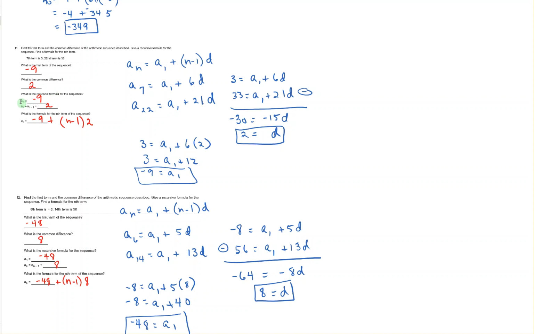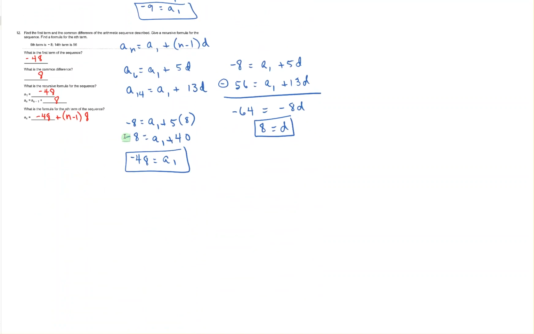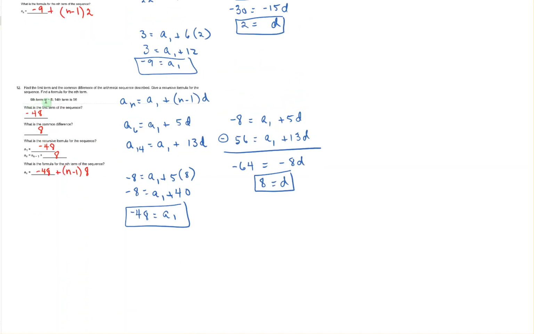And then it asks again, a sub 1 is negative 9. This is 2. What's the formula for the nth term? Negative 9, that's your a sub 1, plus n minus 1 times 2. You do the same thing for number 12. You're given 6th term is -8, 14th term is 56. So I think you can follow that. It's going to be exactly the same process to get these items that we did in number 11. So that should get you through 12.2.